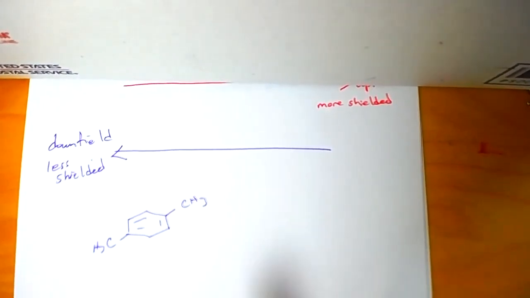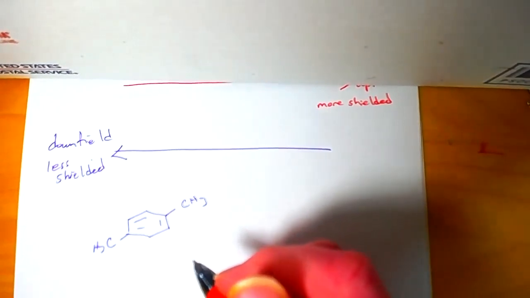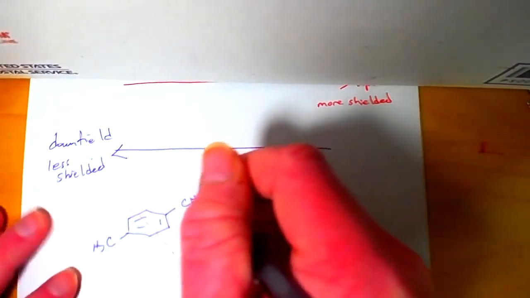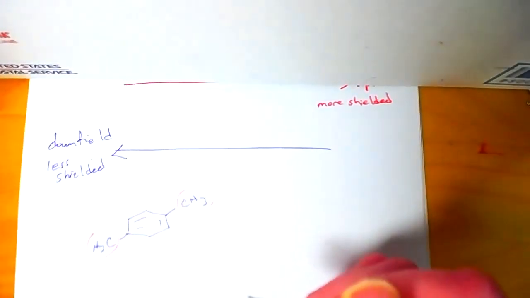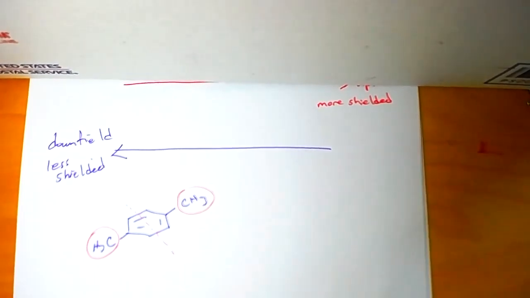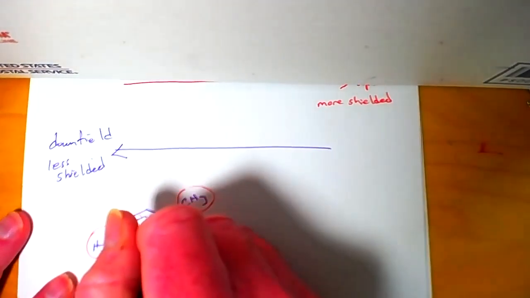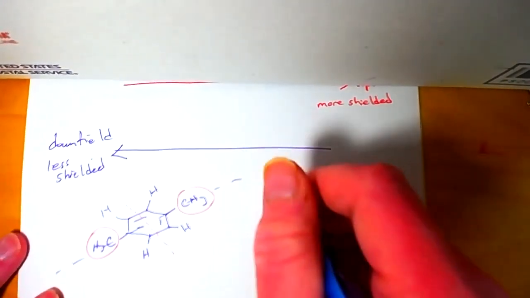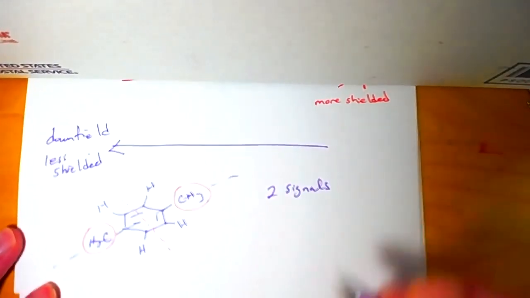How many signals do you think you would see in the proton NMR? So obviously there's a plane of symmetry here. These two methyl groups right here are going to show up as one signal. And then you've got your hydrogen atoms here and here and over here, because there's also a plane of symmetry that goes this way too. So all four of those hydrogens the machine treats as equivalent. So you're going to see two signals, okay?